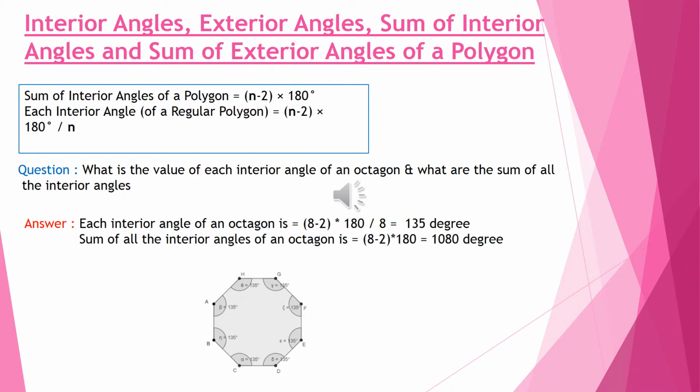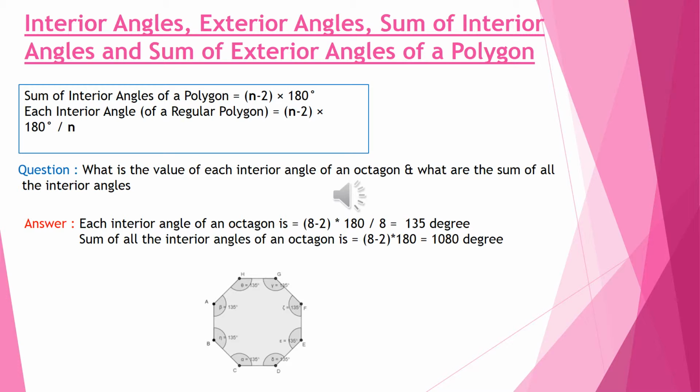Let us take a look at the formula for the interior angles. The formula for the sum of the interior angles of a polygon is (n minus 2) times 180 degrees, while the formula for each interior angle of a regular polygon is (n minus 2) times 180 degrees divided by n. In this case, n stands for the number of sides.